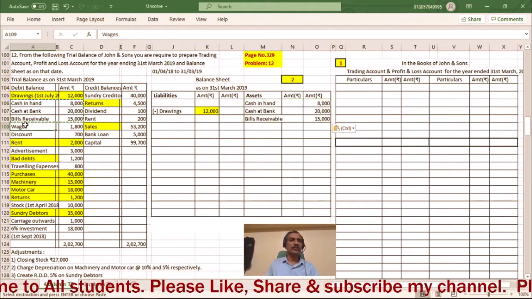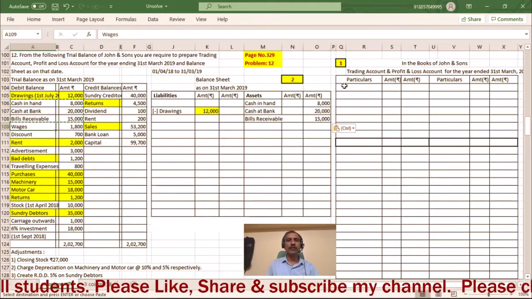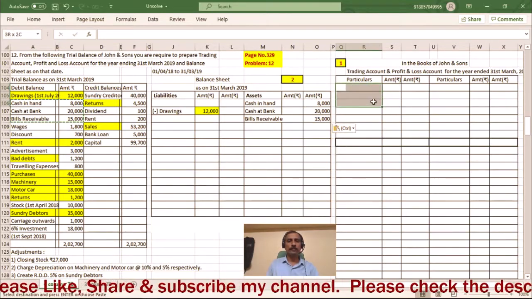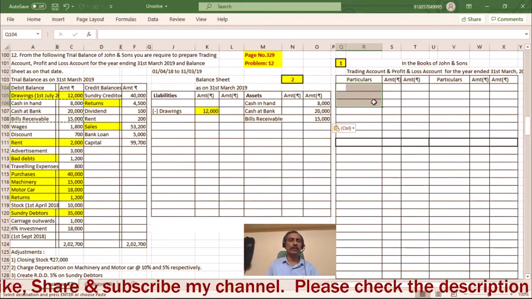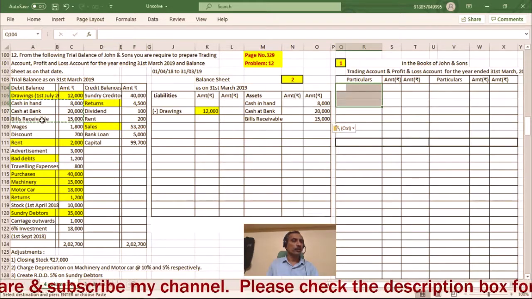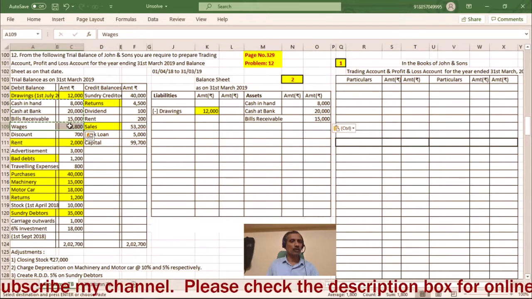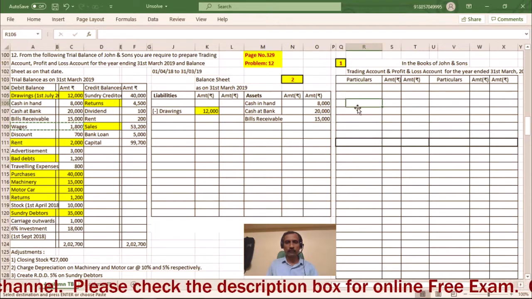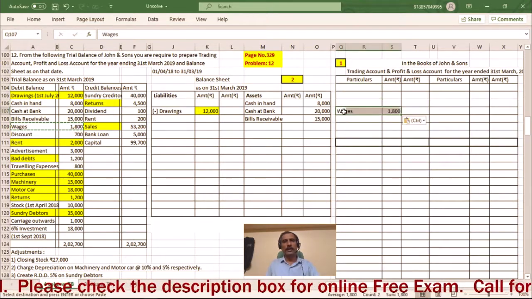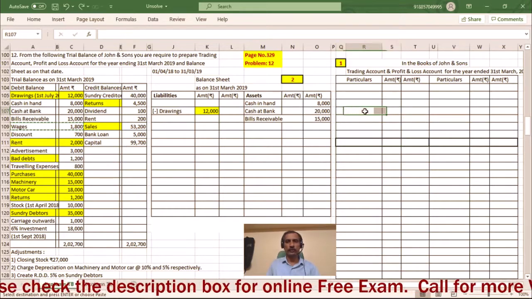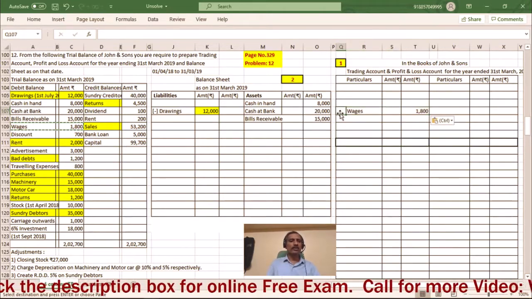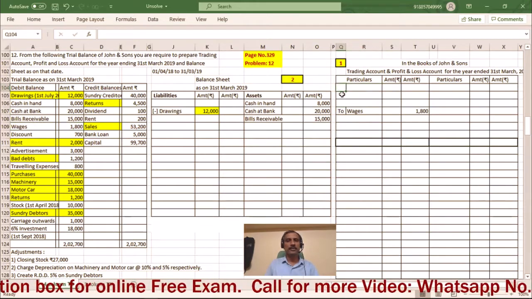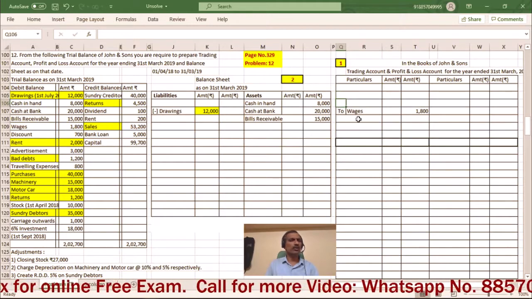Then wages, this is our direct expense. So we have to show it on the debit side of the trading account, but we have to keep 3 lines for opening stock, purchases and purchase return. So wages should be shown on the trading account debit side on the 1, 2, 3, 4, so from the fourth line we can post balances. Opening stock should be shown on the trading account debit side as the first balance, then purchase return, and then you can show any other balances.